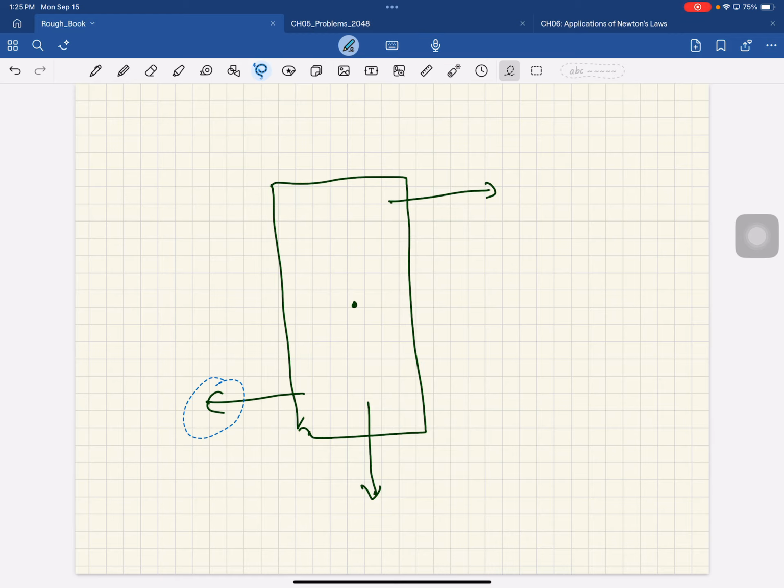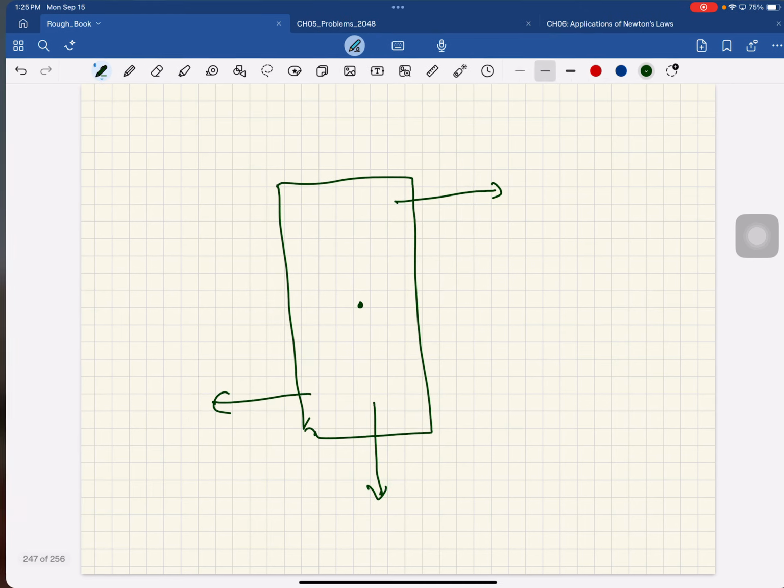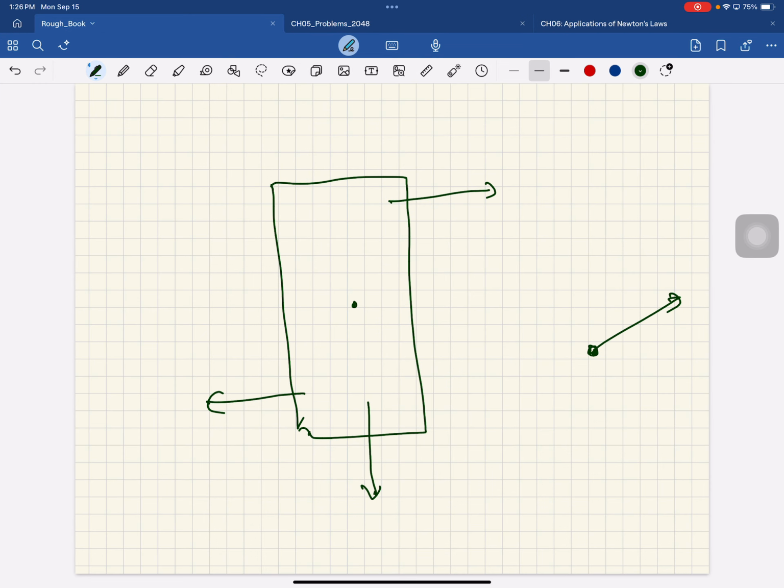Now this guy will spin. So we'll consider situations when the object is not spinning. In all those situations, we can treat the object as a point object, and all the forces will be acting through that. We'll consider spinning objects in chapter 10.